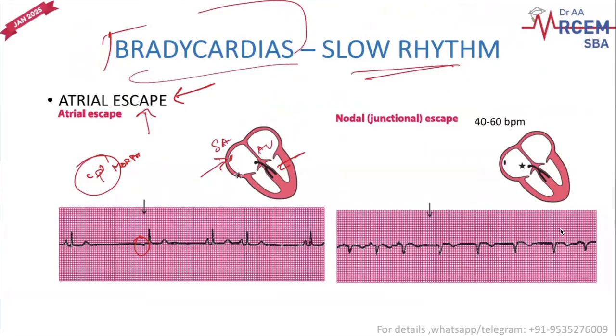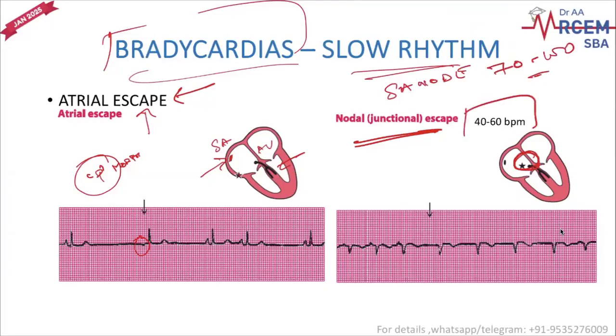What is junctional escape? Junctional escape or junctional rhythm means the electrical activity is arising somewhere around the AV node. It is not arising from the SA node at all. If it is not arising from the SA node, it cannot be a heart rate between 70 to 100 which we usually see. It will be between 40 to 60. Usually in that range you will be getting the heart rate. So let us see a junctional rhythm.